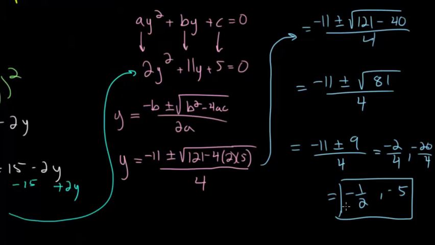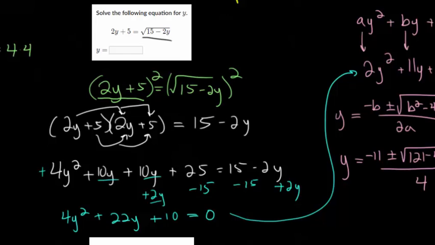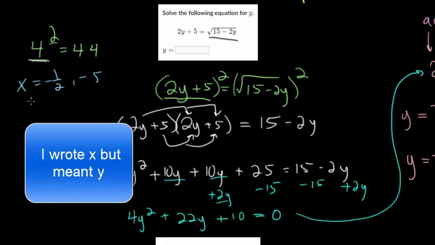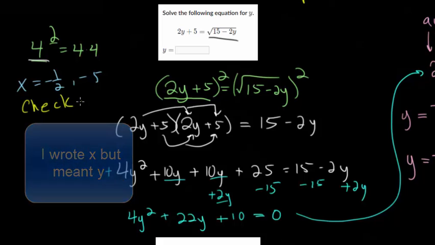But again, just like the first one, we need to check for extraneous solutions. So we're going to plug these back into the original equation and see if it makes sense. So let me rewrite those. We have x is minus a half and minus 5. And so at this point, we're going to check. So we can plug them both in.